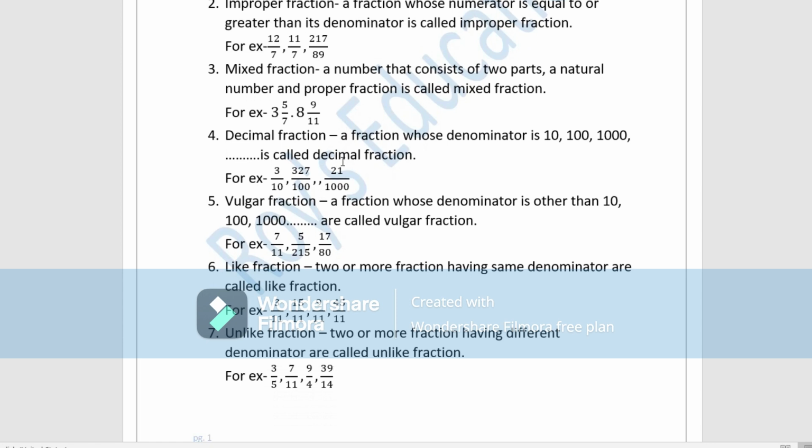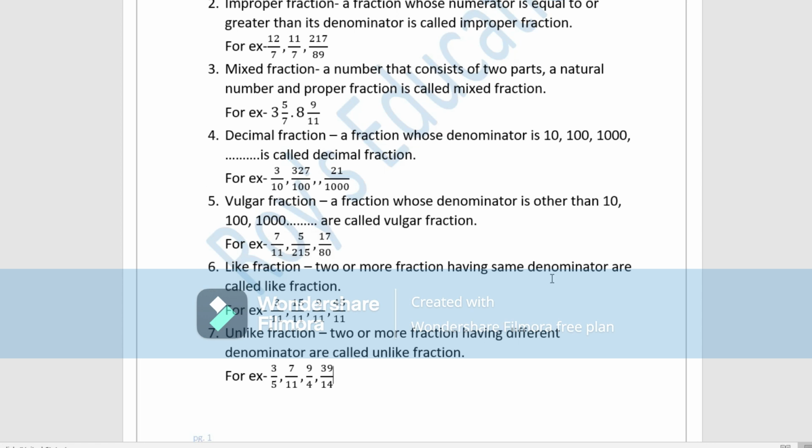Next, decimal fraction. What is a decimal fraction? A fraction whose denominator is 10, 100, 1000, 10,000 is called a decimal fraction. For example, 3 by 10 is a decimal fraction, 327 by 100 is a decimal fraction, 21 by 1000 is a decimal fraction. That means your denominator will be 10, 100, 1000, 10,000, lakh, 10 lakh, like this.